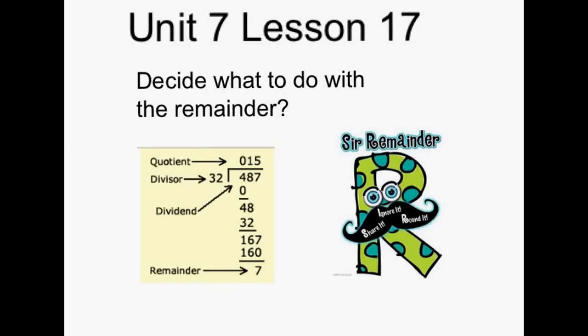We're at Unit 7, Lesson 17, and in this slide we're going to decide what we need to do with the remainder. Again, just some vocabulary review here. The answer to a long division is called the quotient. The number we're dividing by is called the divisor. The number we're dividing into, in this case 487, is called the dividend. And the easiest one of all of them is the remainder.